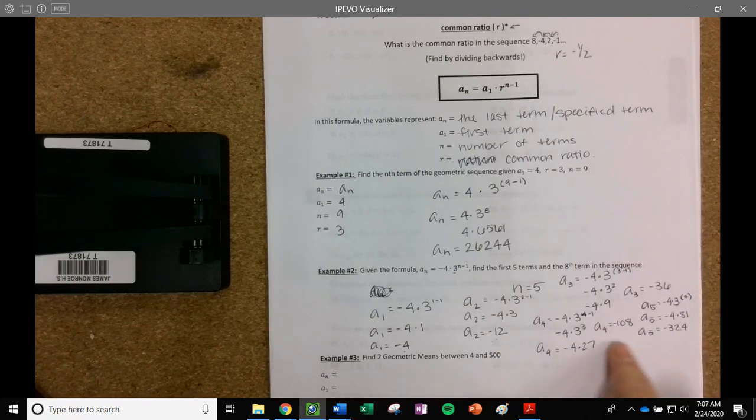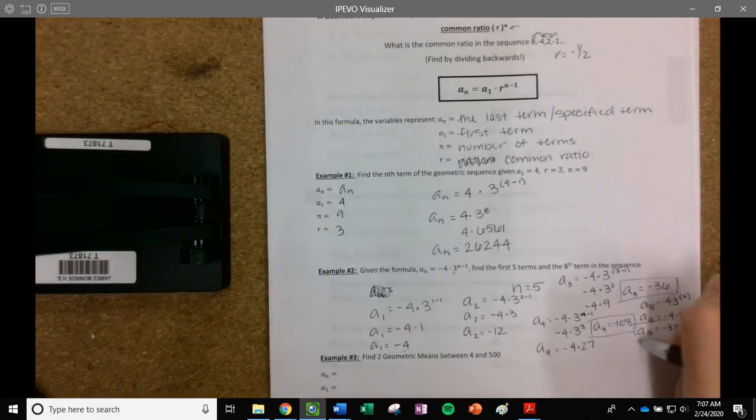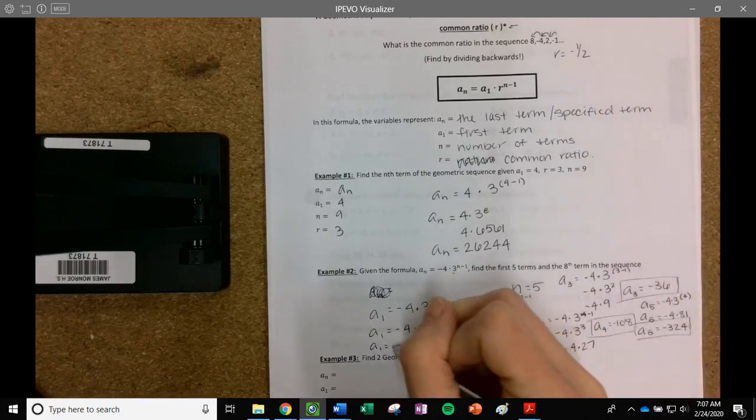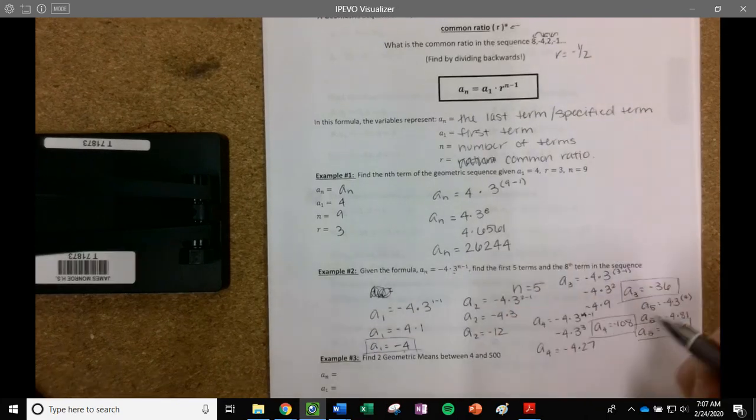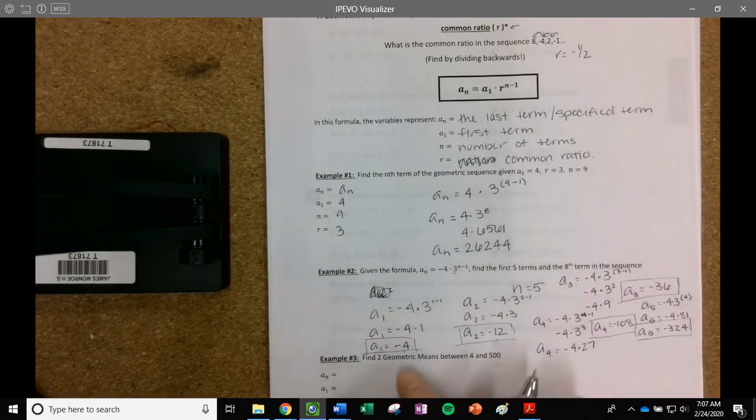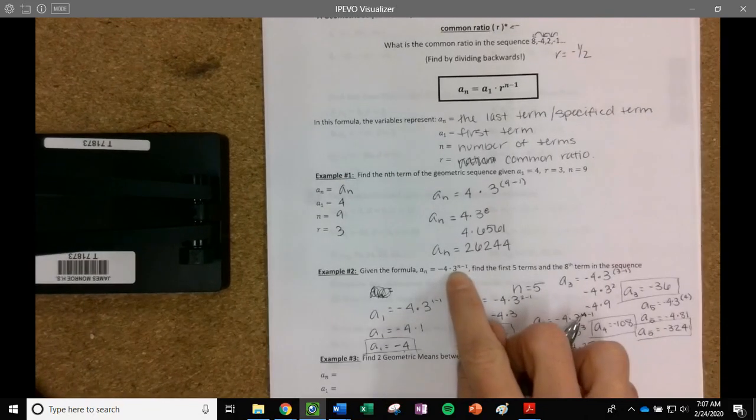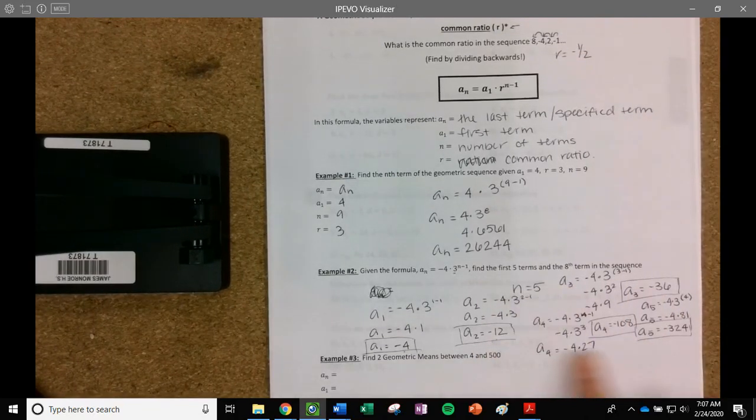So let's go back and check this. We got -108 for a sub 4, and we had -36 for a sub 3. So -36 times 3 is in fact -108, and -108 times 3 is in fact -324. So that's great. And you know what? Once you find the first term, we really could have saved a lot of work. Well, if we know the first term is -4 and we know the common ratio is 3, I don't necessarily have to do all this. I can just keep multiplying by 3.